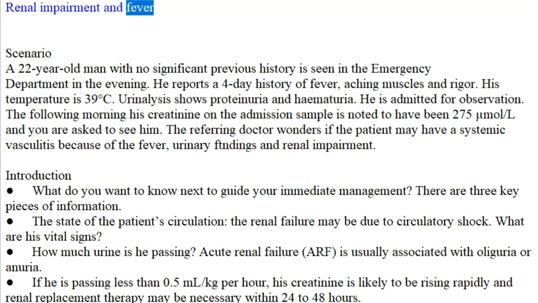Renal impairment and fever. Scenario: a 22-year-old man with no significant previous history is seen in the emergency department in the evening.